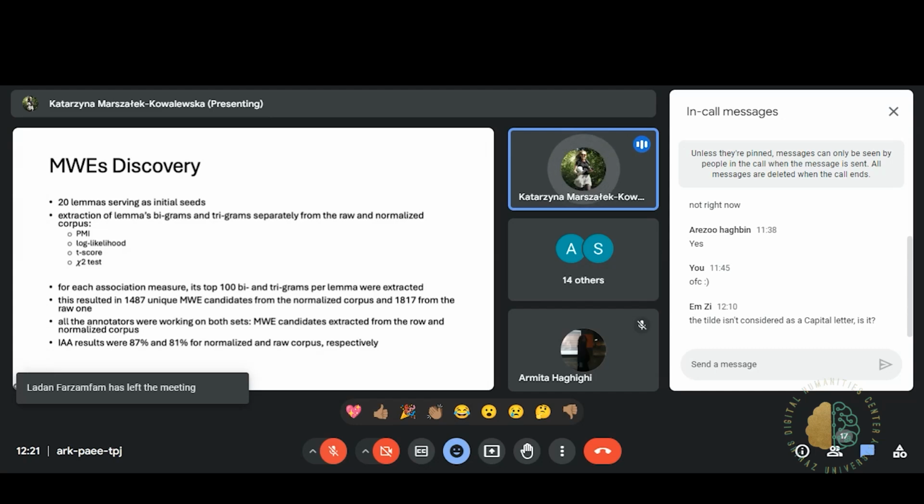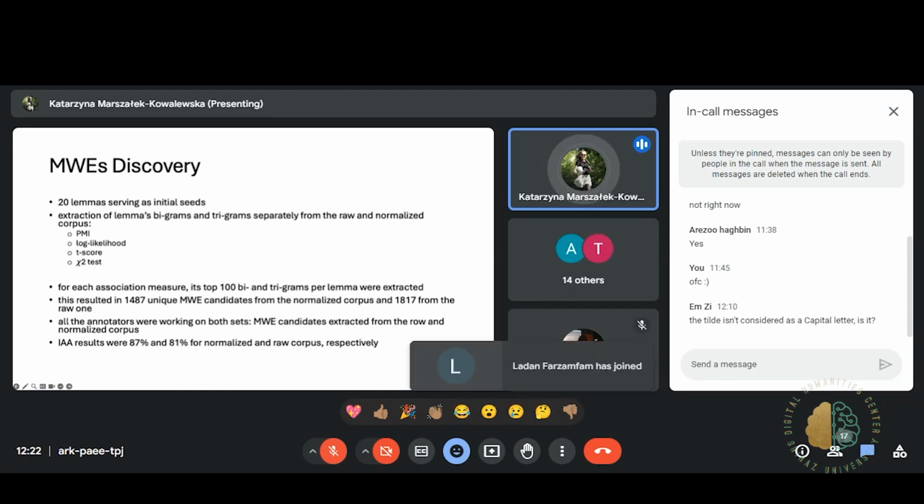For each association measure, the top 100 bigrams and trigrams per lemma were extracted. And this resulted in 1,487 unique multi-word expression candidates from the normalized corpus and a little bit more from the raw one, 1,817. All the annotators that were checking the candidates were working on both sets.